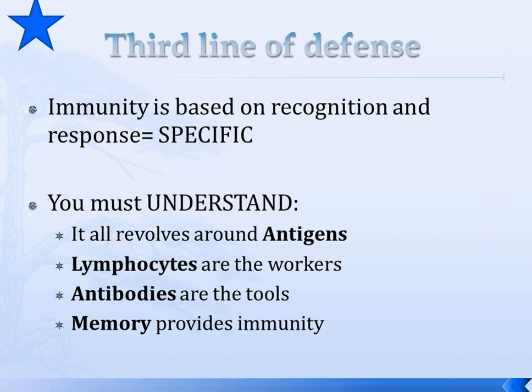This is specific. The other two didn't care what got inside of you. The first and the second line of defense: the skin, the barriers on the surface, like biochemical barriers. Second one is mast cells under the surface, the macrophages. They don't care what it is. They attack it. This one's specific. So this one, your body has to know what that stuff is.